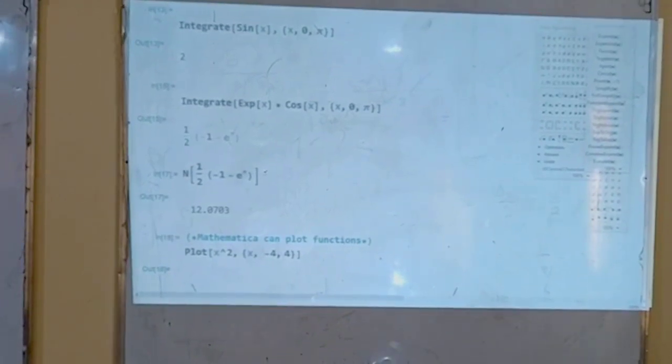But because I'm looking at it from the numerical point of view, you see, it has given me the solution. I have e raised to the power of pi. But I want the value. I have to put N of this. It will give me this value. Are you following? So, that is the power.